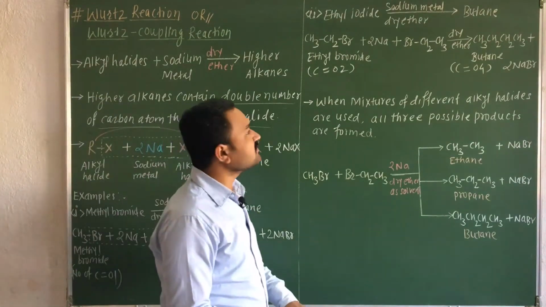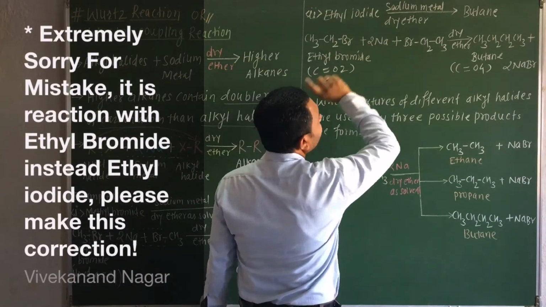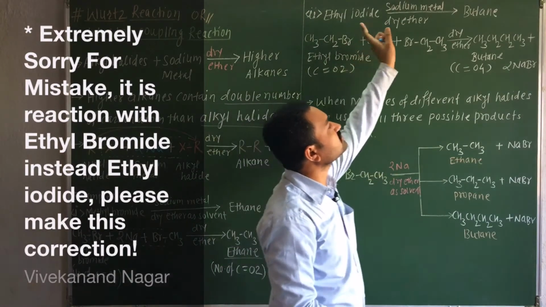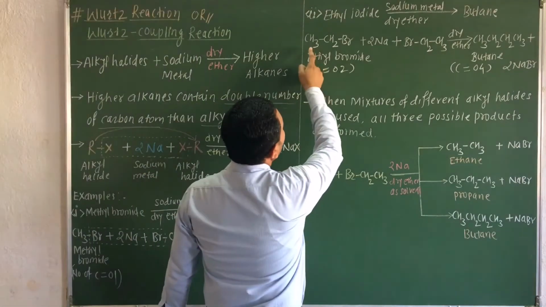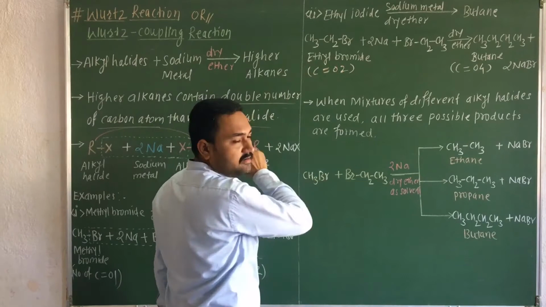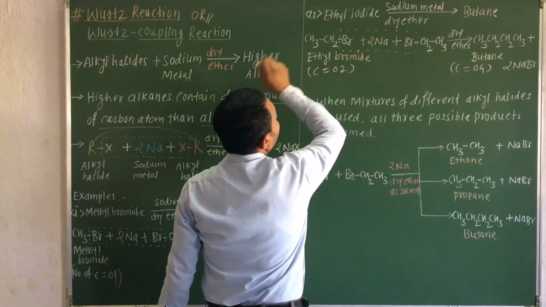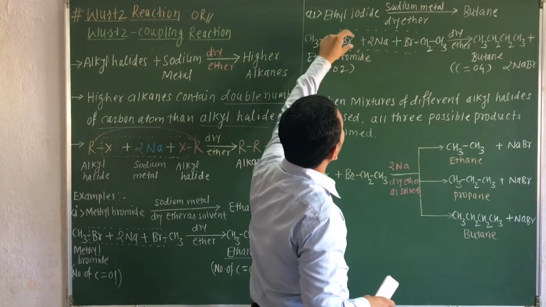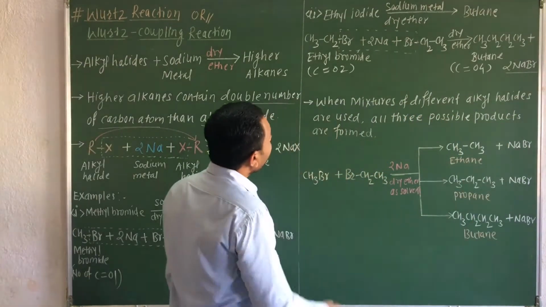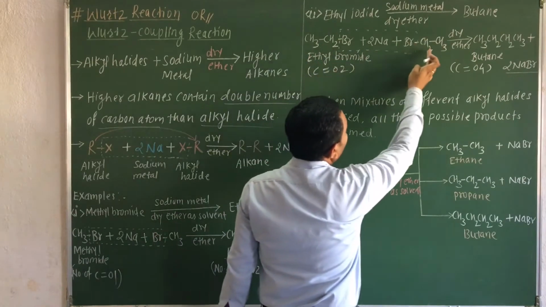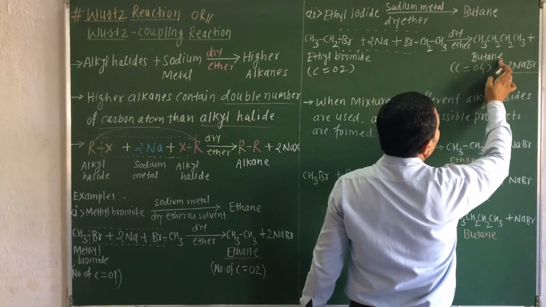Now let us consider another simple example, ethyl iodide. When ethyl iodide is treated with sodium metal in the presence of dry ether as a solvent, it gives butane as a product. Here I have written ethyl bromide. This ethyl bromide reacts with sodium metal. There is a removal of 2 sodium and 2 bromine, giving the byproduct sodium bromide, and the two ethyl groups couple with each other, or join with each other, and give the product butane.